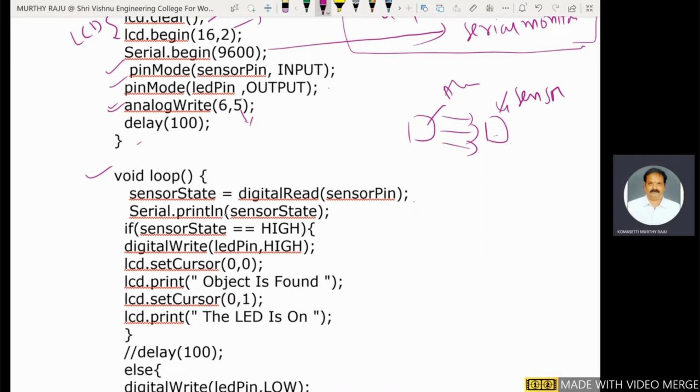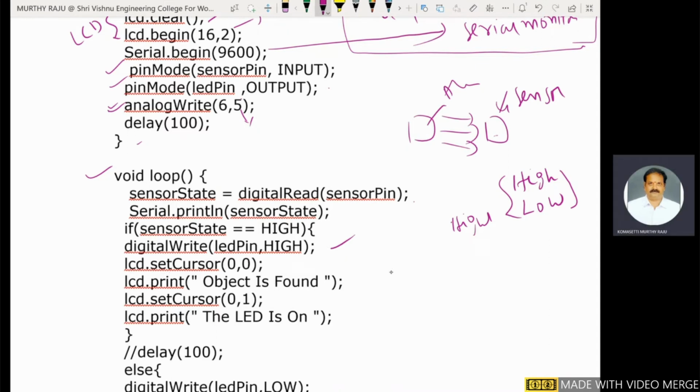Serial dot println sensor state. Sensor state means whether the sensor pin is at high or at low. That is the sensor state. If the sensor state is high, it means an object is recognized. If the sensor state is high, the pin is at a high condition, which means an object has entered the sensing region. At that instant, the LED pin is on. Digital write LED pin is high.